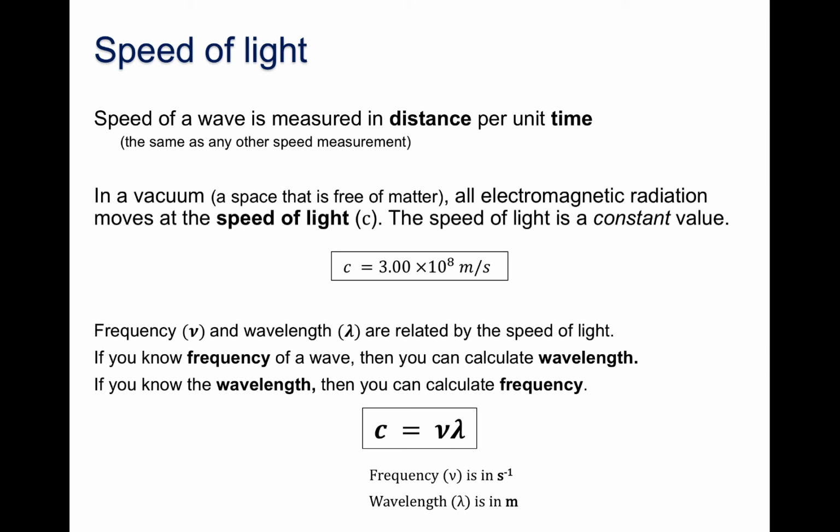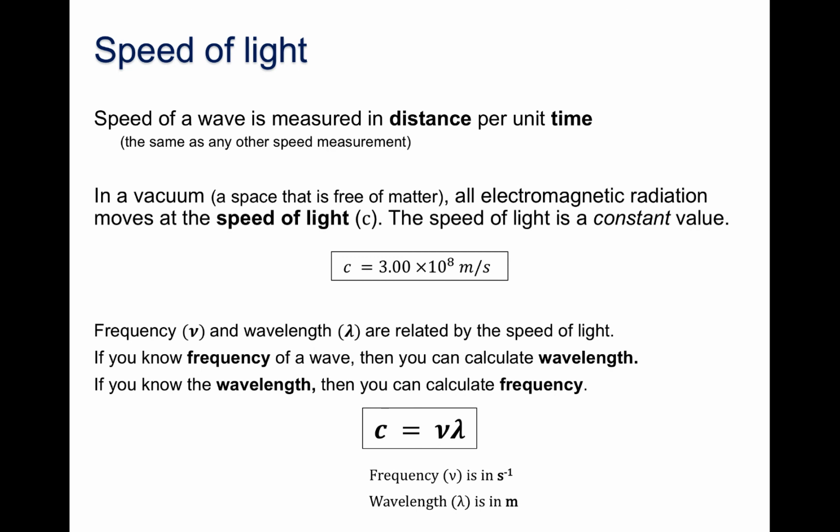Next, we'll talk about the speed of light. The speed of a wave is measured in distance per unit time, just like you would measure any other speed measurement. The speed of light is typically expressed in units of meters per second. And in a vacuum, a space that has no matter in it, all electromagnetic radiation, or light, moves at what we call the speed of light, and that's represented with a lowercase c.